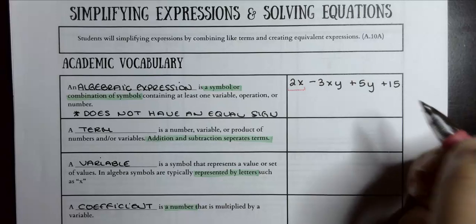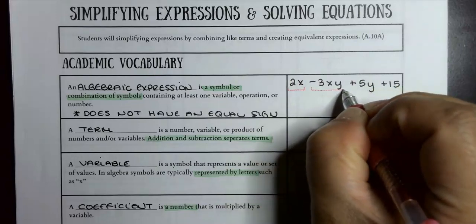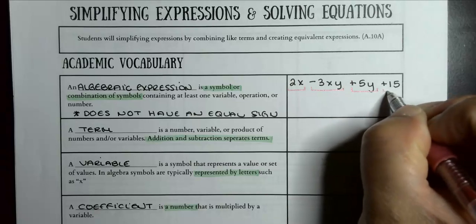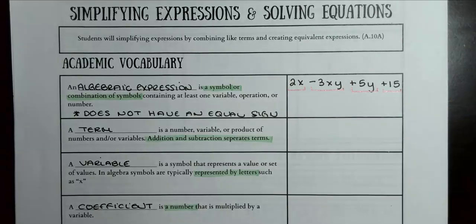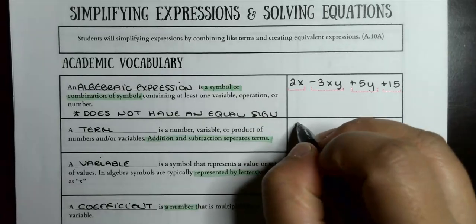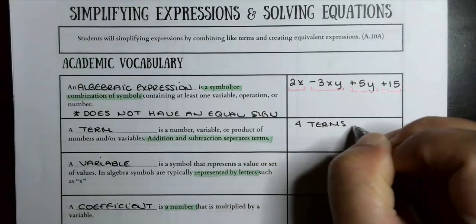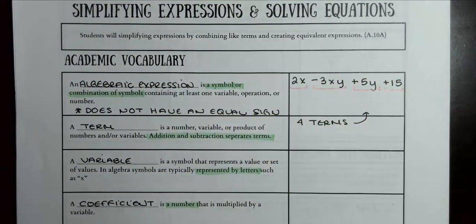This is a term. This is a term. Another one, and another one. So this expression has 4 terms. So I'm just going to write 4 terms. And if you want to draw an arrow so you know what expression we're referring to, where did we get the 4 from? We got it from this expression.